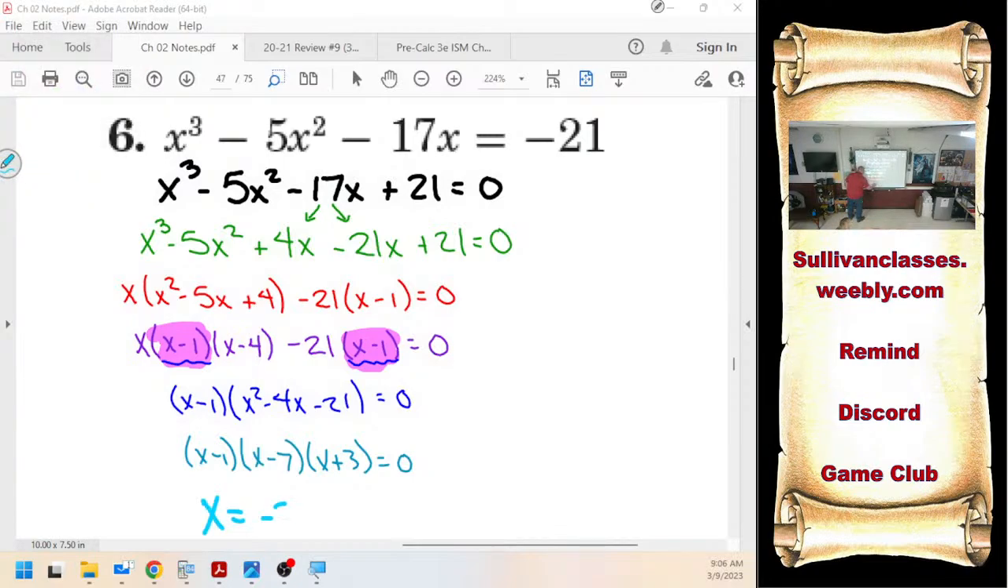X is negative 3, 1, 7. Which I'm sure you saw on your calculator screen, which I'm sure you were able to do synthetic division with.